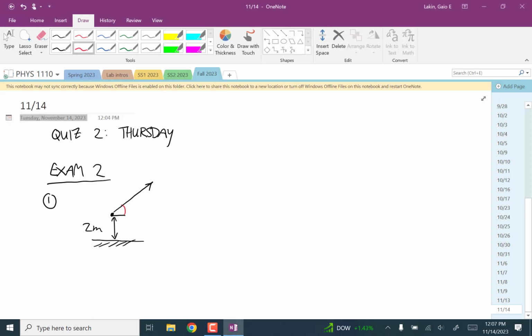Okay, so this angle is 30 degrees. And this object is going to start out at that angle. And all we're trying to calculate is how high the object is at its highest point.